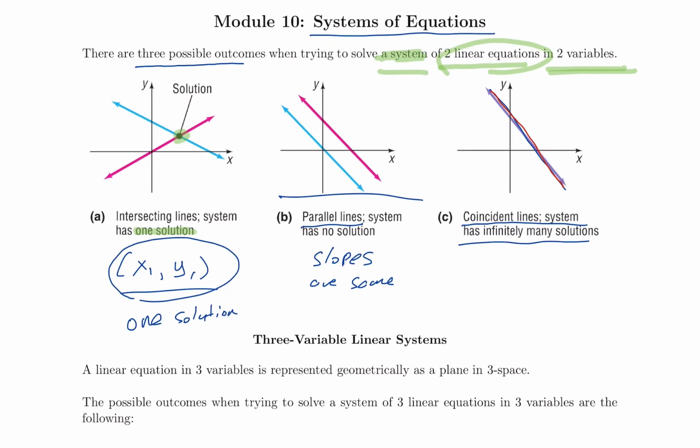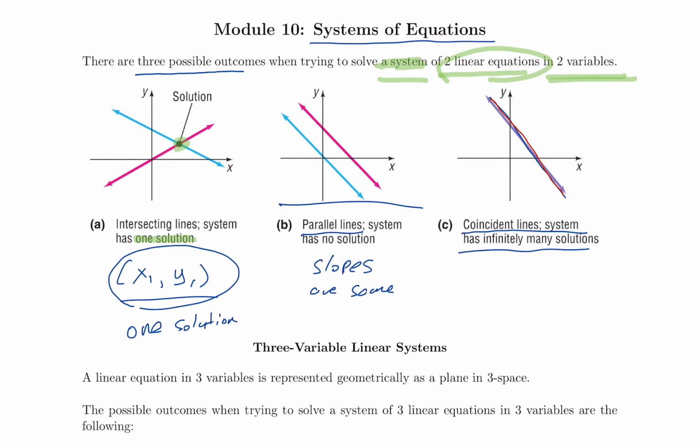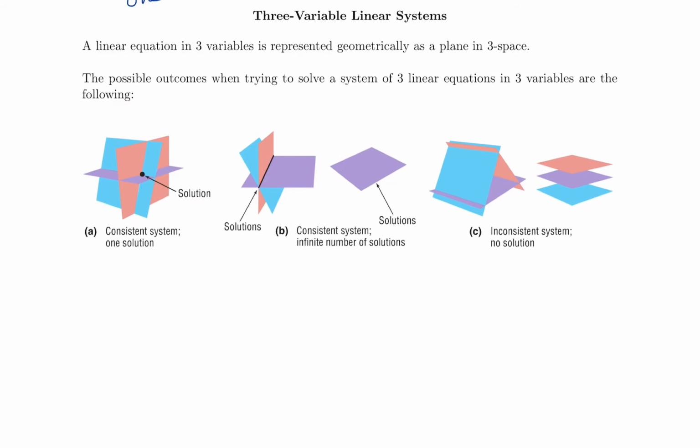Okay, so this is when we have two linear equations with two variables. What happens when we have a three-variable linear system? A linear equation with three variables is represented as a plane in 3D space. So when we have three equations, we have 3D planes. Here are the possible outcomes. We have three scenarios. With a consistent system, we have one solution, which means that the three planes intersect at one point.